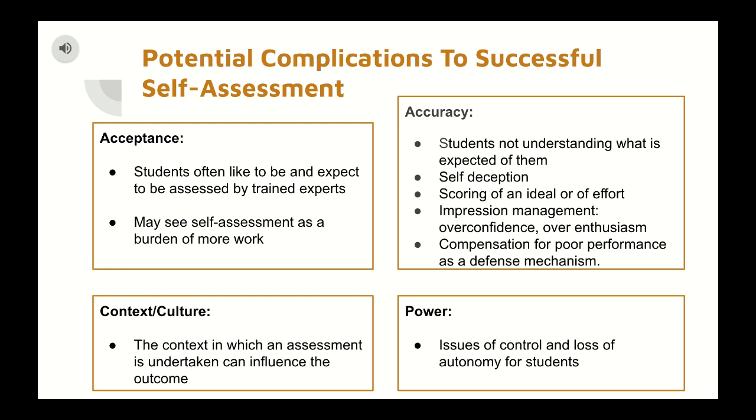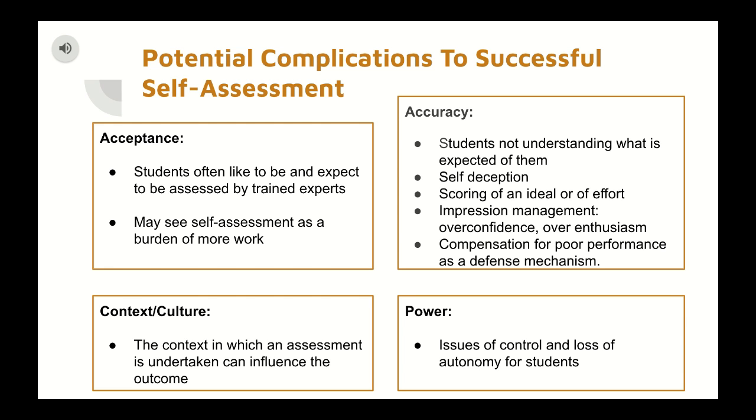Self-deception can occur when students under or overestimate their performance. Studies have shown that high achievers tend to underestimate themselves and low achievers tend to overestimate themselves. Also, females often tend to score themselves more harshly than males. This can affect the reliability of grading. Students may also get defensive about poor performance and overcompensate on self-assessments. Impression management is also a factor. Overconfidence, optimism, or incompetence can affect outcomes of self-assessments.